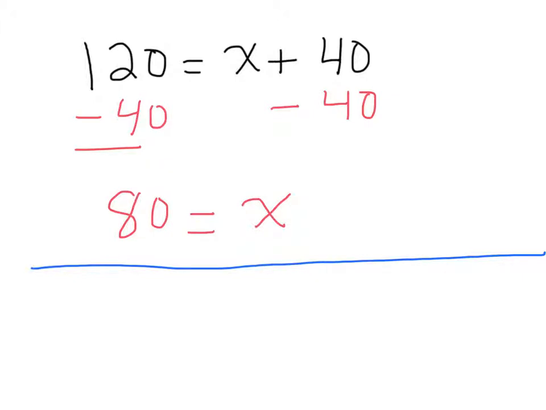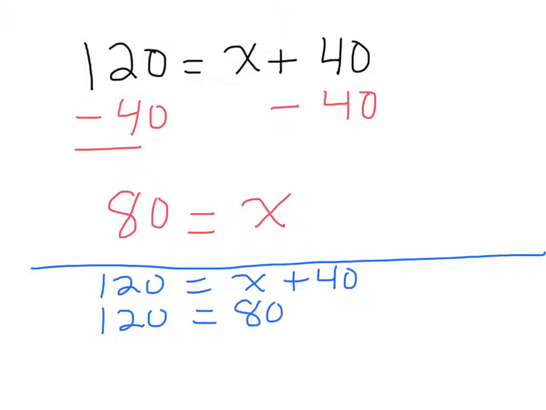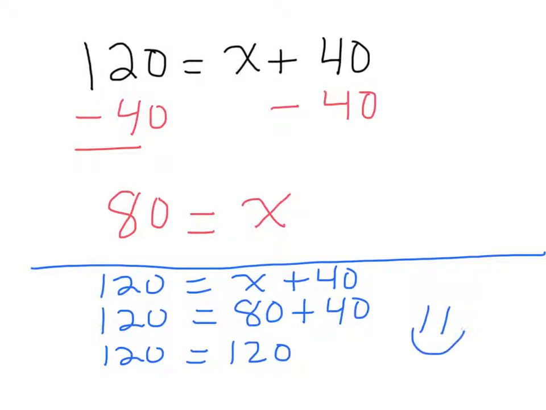To check that, I'm going to see if that's true. So I'm going to rewrite my original equation, and now again I'm going to substitute the value that I found for x to be 80. And I'm going to see if this statement, that 120 equals 80 plus 40, is true. The left side is already simplified, and now I'm going to simplify the right side of the equation, and yes, both sides of my equation are true, it's balanced, and once again, we are very happy.